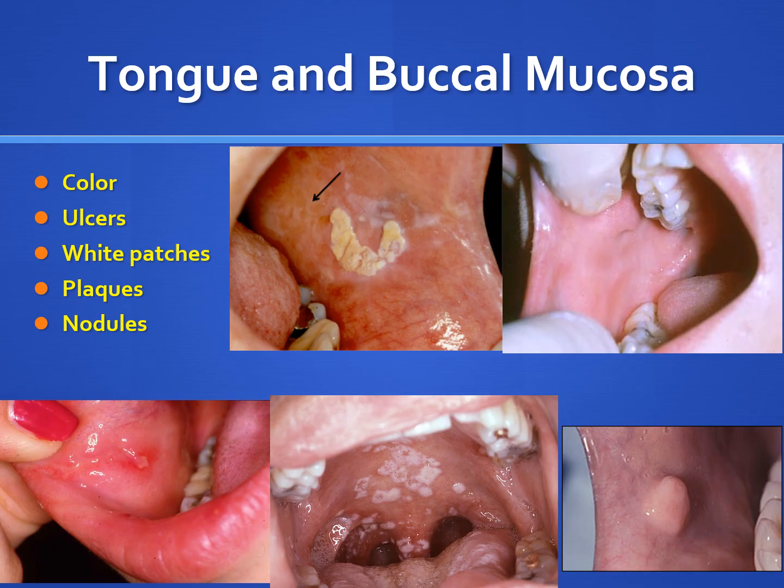So, tongue and buccal mucosa, when we're assessing these, we're looking for any early signs of infection, irritation, or even malignancy. Starting with color, is the mucosa pink and moist, or is it pale or red and inflamed, or white? Those things are abnormal. We're looking at ulcers, any open sores, any white patches, could be thrush or leukoplakia, plaques, so thickened areas on the mucosa, nodules like raised lumps or masses.